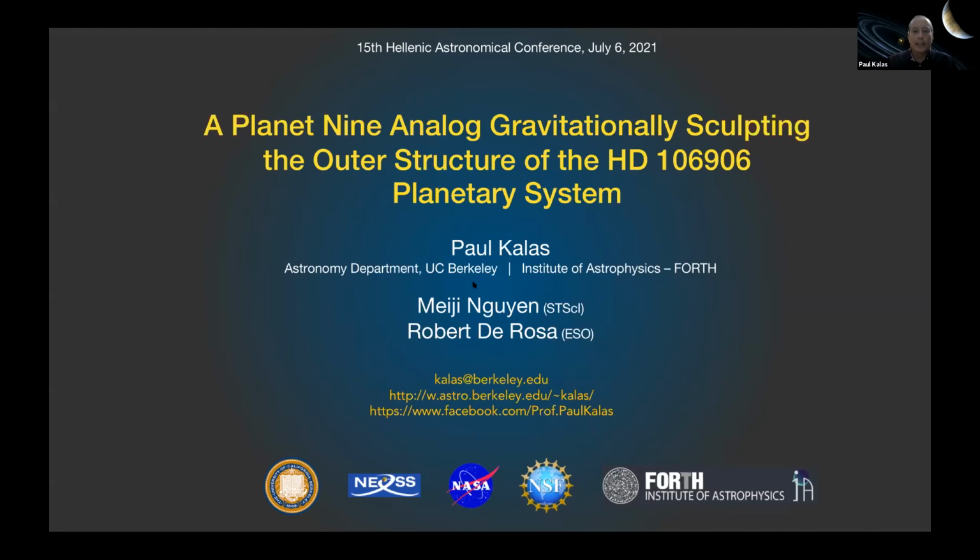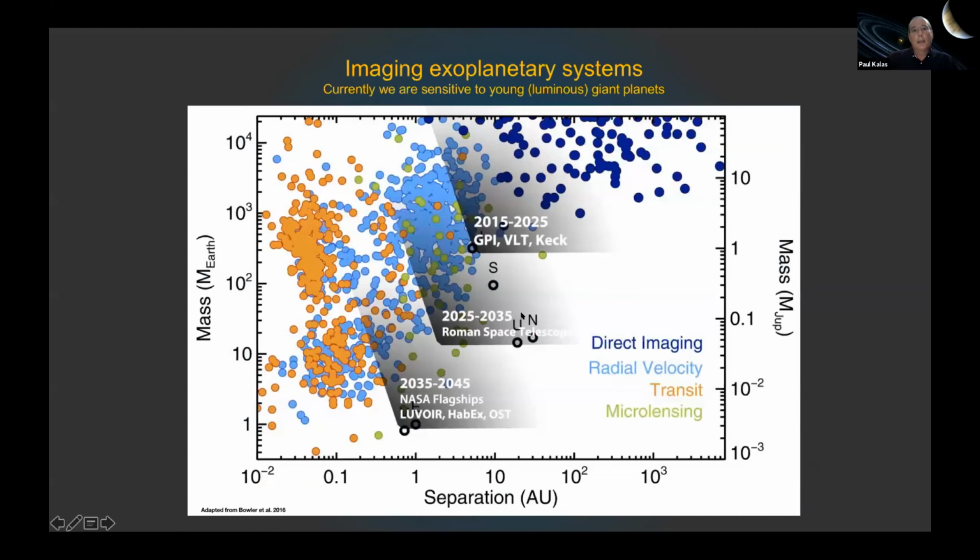As an introductory slide, I wanted to show you a diagram showing the known extrasolar planets as a function of separation and the mass of the extrasolar planet. The talk today is about the directly imaged exoplanets, which are up here. Due to the limitations of technology, we are currently sensitive to young luminous giant planets at wide separations. Of course, this is going to improve in the future as we build new telescopes with new technologies, and eventually we'll be able to image reflected light planets.